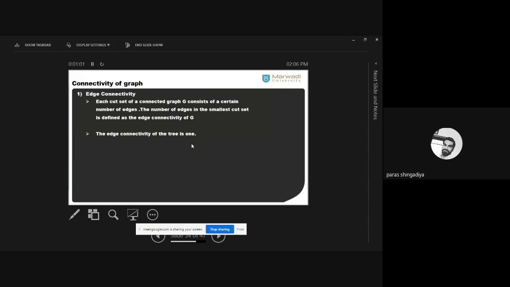So we consider this smallest cut set and then count the number of edges in it. That is called the edge connectivity of the graph. You have to pick the smallest cut set of the graph, and the number of edges in that smallest cut set is called the edge connectivity of the given graph G. The process is: take one connected graph, check all its possible cut sets, identify the smallest one, and the number of edges in it is the edge connectivity of the given graph G.